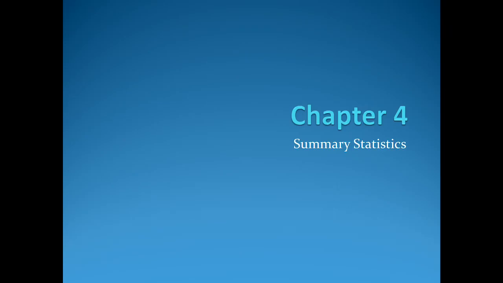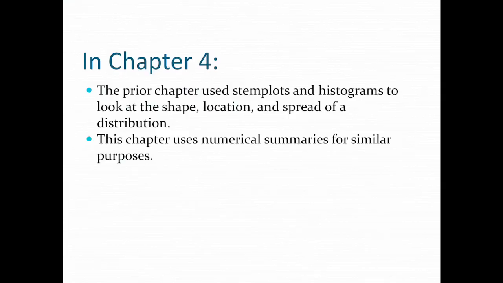Chapter 4 is a great chapter where we really start getting into a lot more statistics, as opposed to learning about surveys and different types. We actually start getting into more statistical summaries. In the prior chapter we talked about stem plots and histograms, and used them to look at the shape, location, and spread of a distribution. Now in Chapter 4 we're going to be using numeric summaries for similar purposes.